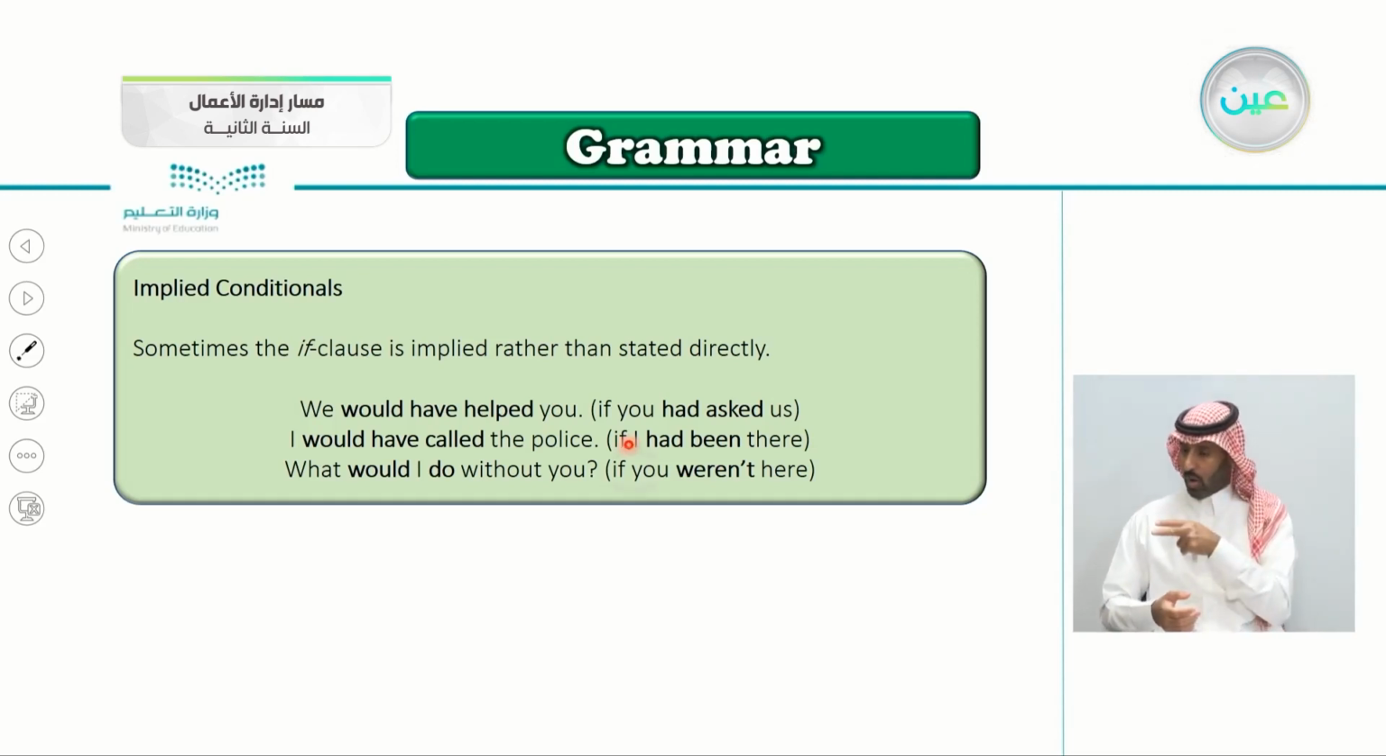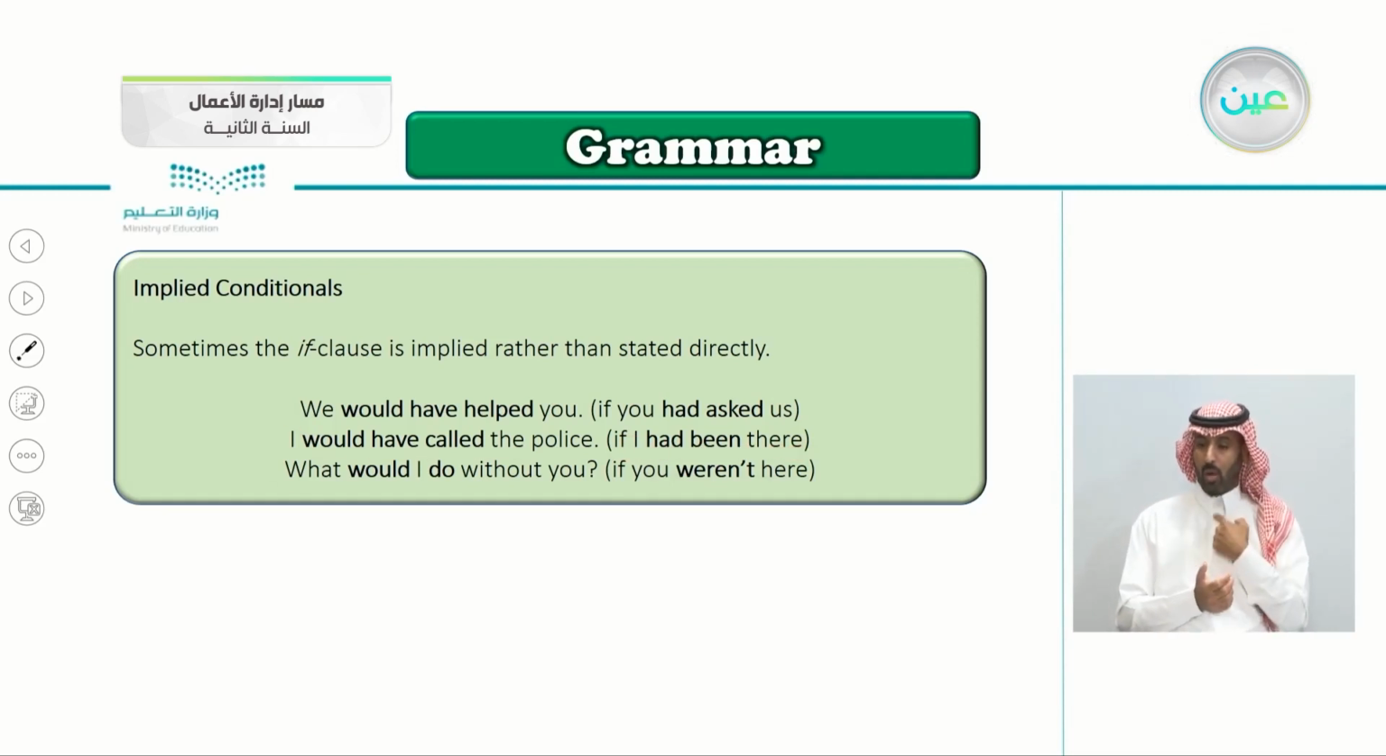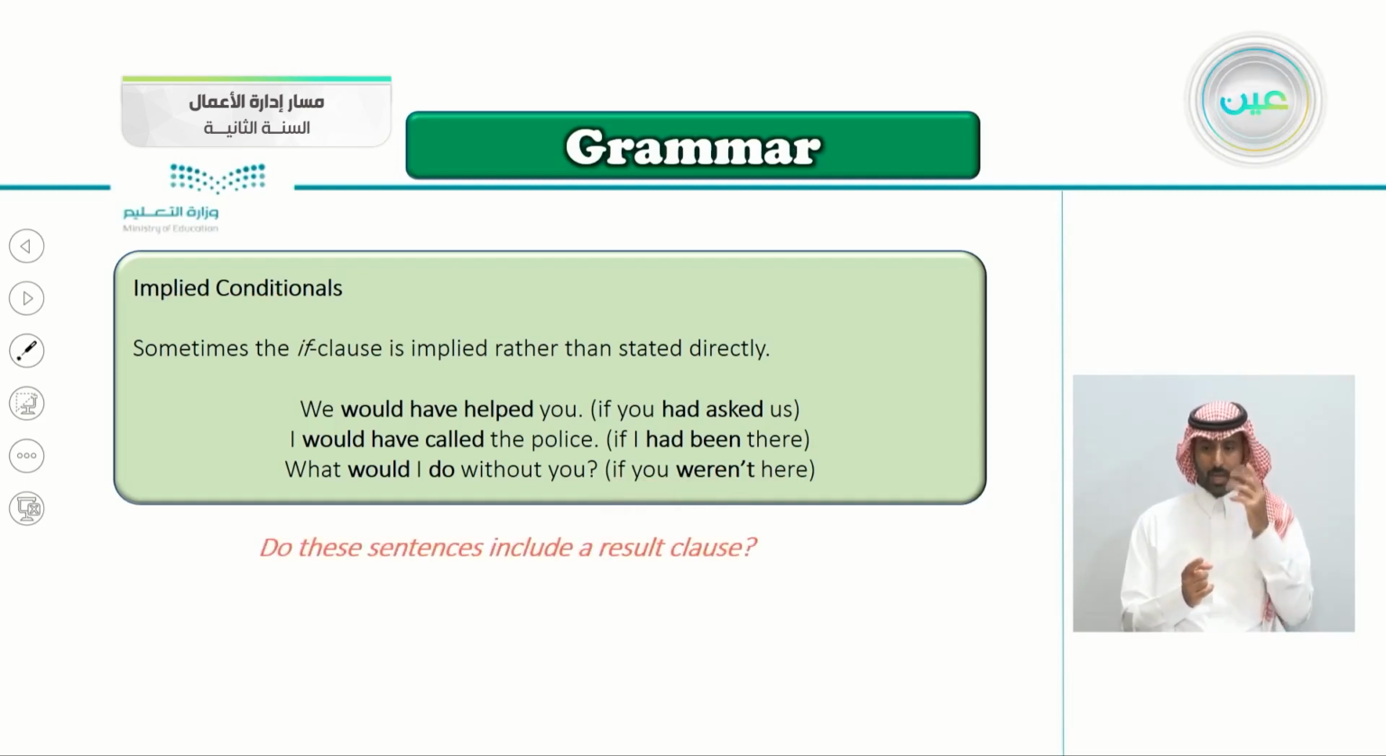So this is the if clause. You don't have to say it. It's implied. I would have called the police. What would I do without you? So the if clause here is, if you weren't here. So this is what it means to imply about something. It means that you understand it. That's why you don't have to say it.